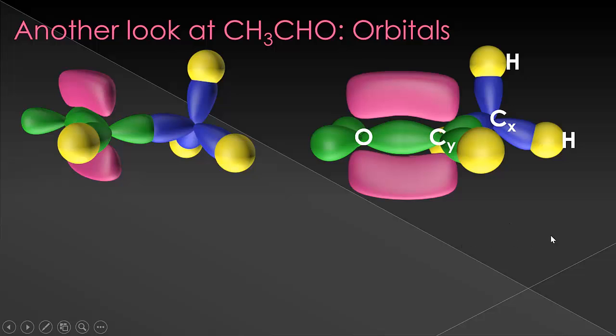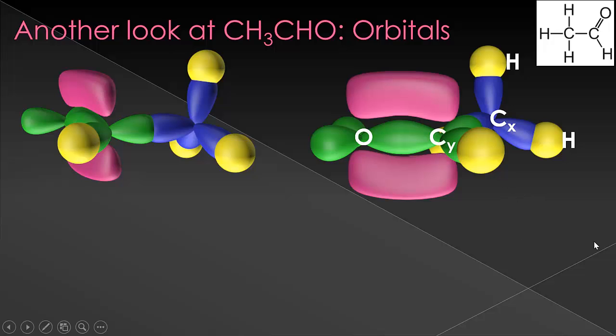So now let's look at CH3CHO and look at all the hybrid orbitals. Here is our structure from our last page. Here we have carbon, carbon, and I've labeled them X and Y just so that we can separate them out because they aren't exactly the same carbon. Then we have oxygen here.